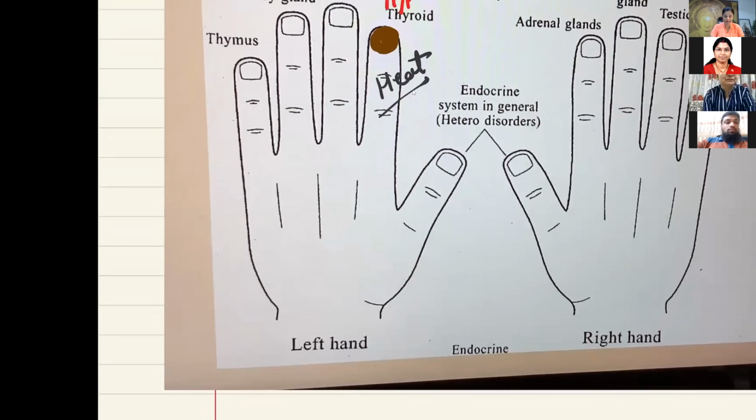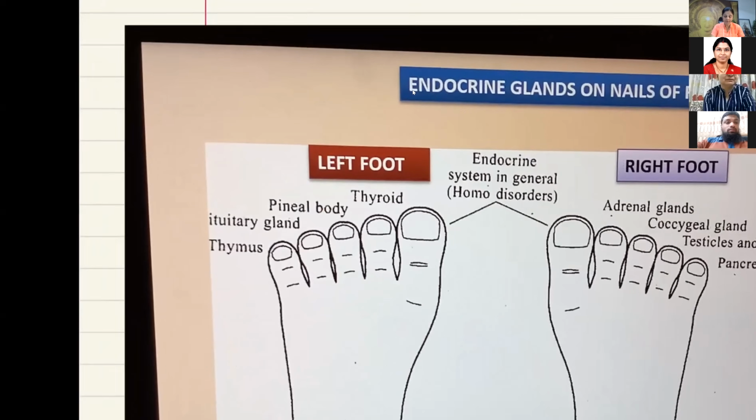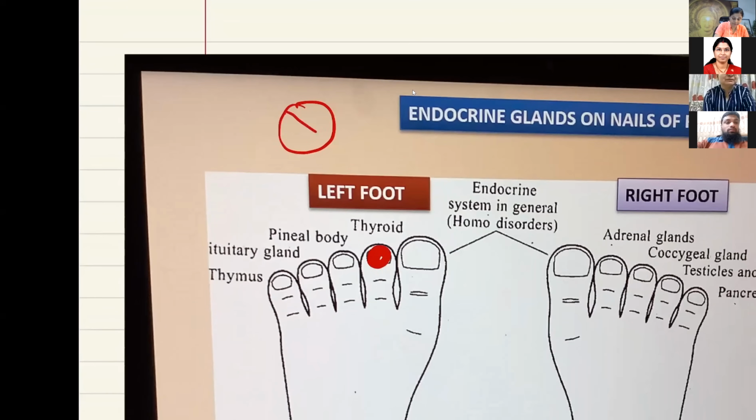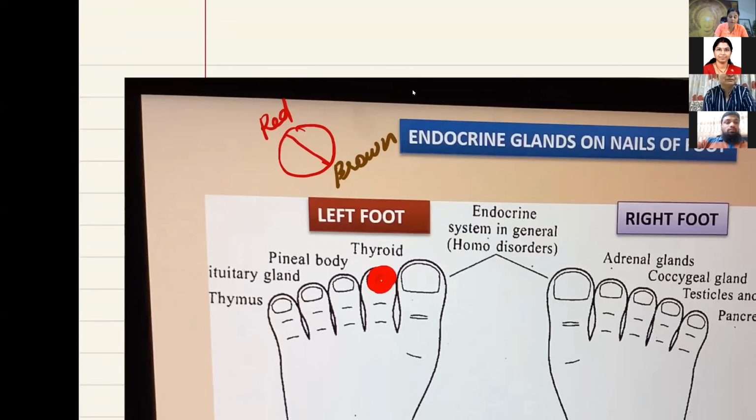But if a person has hypothyroid, then you need red color here, and brown is the opposite color. So for hypothyroid, you need red color here. This is tonification, every day for 2 hours.